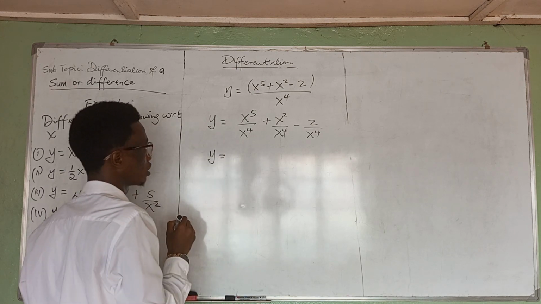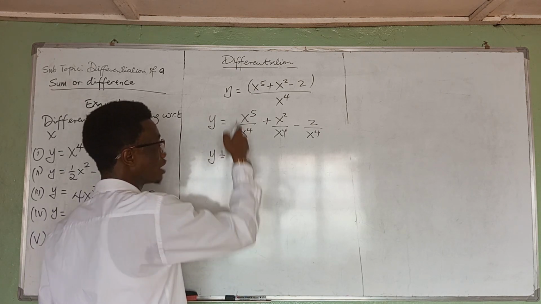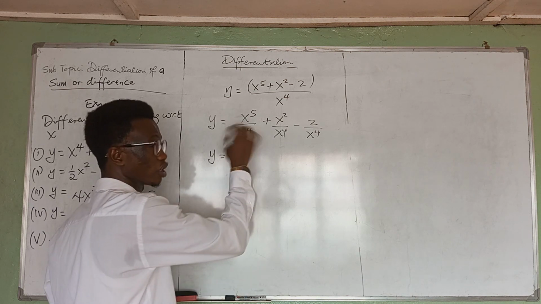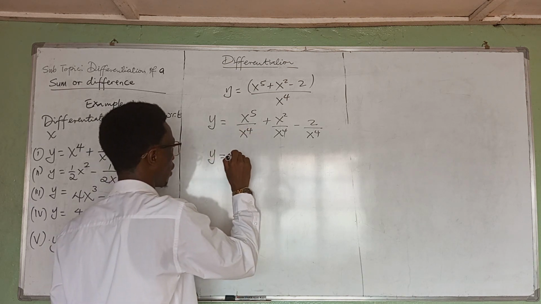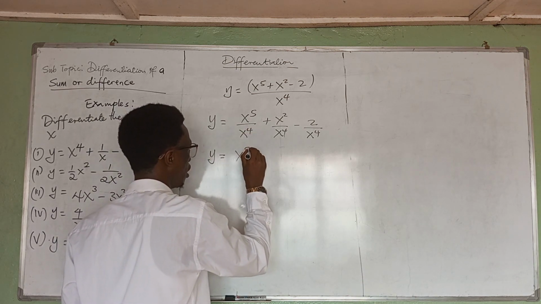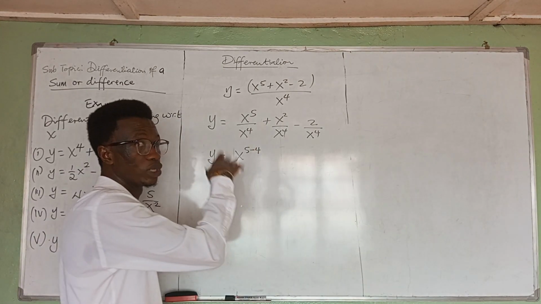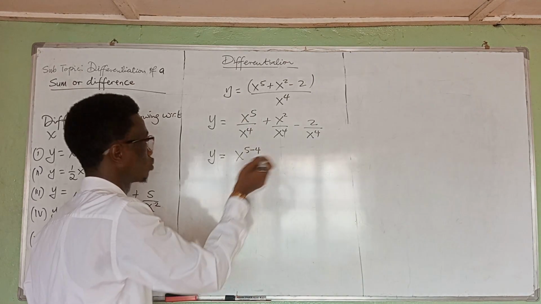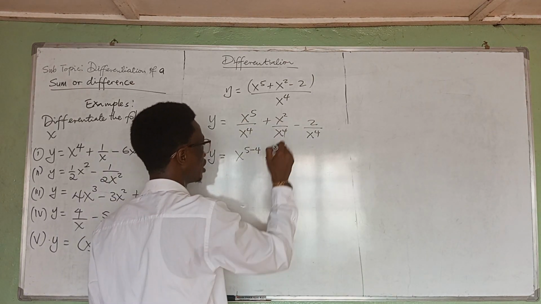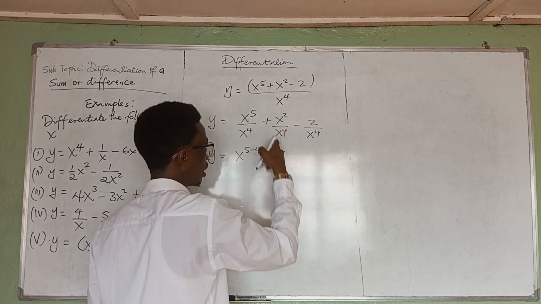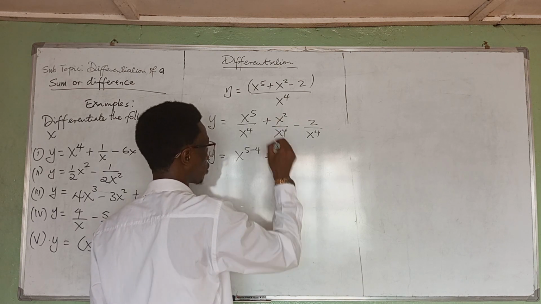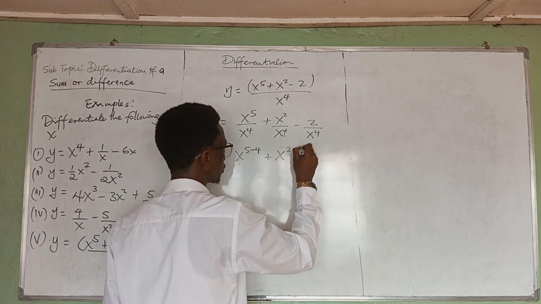So this becomes y equals, indices says when the bases are the same, you take 1, and because we are dealing with division, we subtract the powers. So this becomes x to the power 5 minus 4. We've not differentiated, okay? We are just dealing with indices here. Or you can just cancel. Plus, now the same thing again. You take 1 of the base and subtract the power. This becomes 2 minus 4.